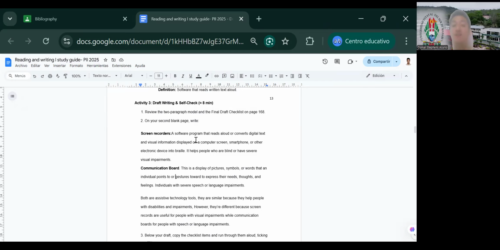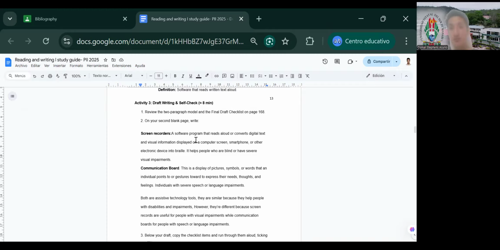On the other hand, there are communication boards. They are displays of pictures, symbols, or words that an individual points to or gestures towards to express their needs, thoughts, and feelings. That is very useful for individuals with severe speech or language impairment.